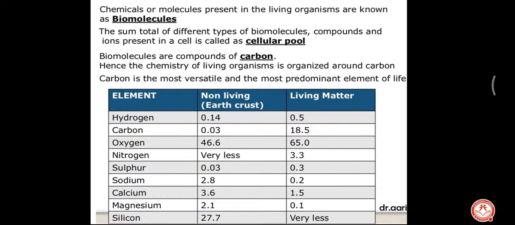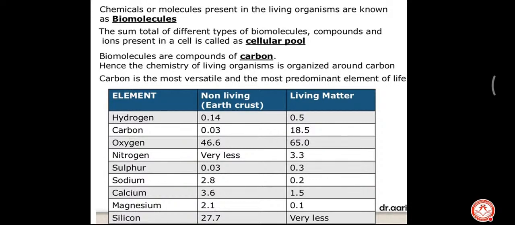Biomolecules are compounds of carbon. Hence, the chemistry of living organisms is organized around carbon. Carbon is the most versatile and the most prominent element of life. In this table, you are able to see the various elements that are found in the earth's crust, that is non-living things, and in living matter. Here you see that carbon is present only 0.03% in the earth's crust, but it is present 18.5% in living matter. So it is a very important element.